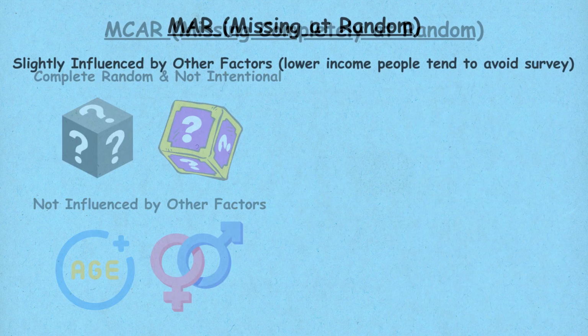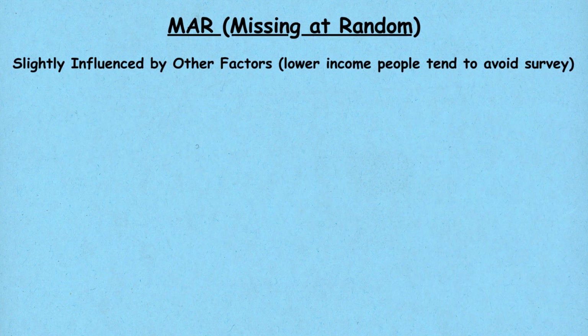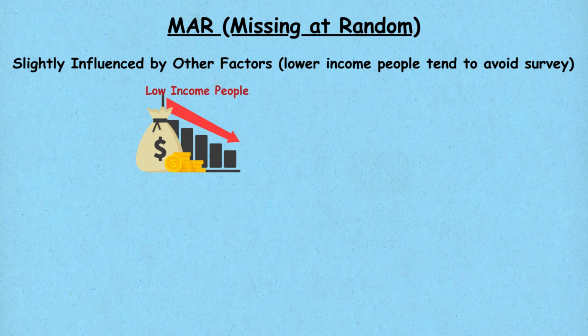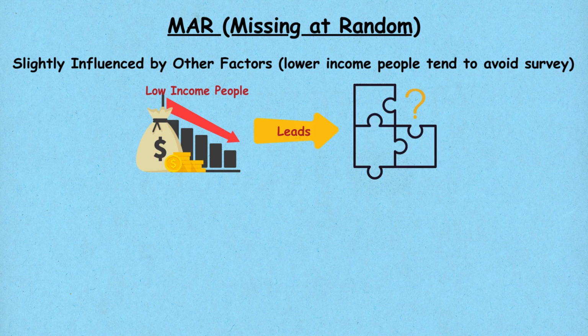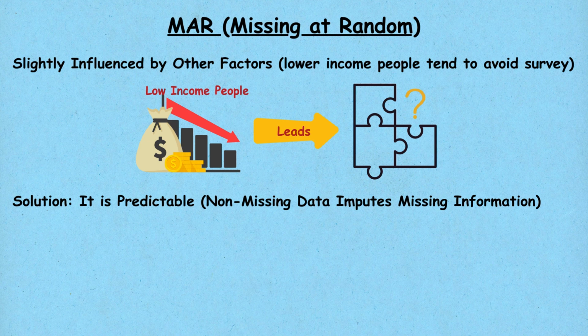Missing at random occurs when the likelihood of missing data is related to other observed factors. For example, if people in lower income groups are less likely to answer a survey question, the missing data can be explained by the income level of the remaining respondents. In other words, we can use information from the non-missing data to impute the missing values. The missing values are predictable because we're not completely in the dark about what might be causing the missingness.